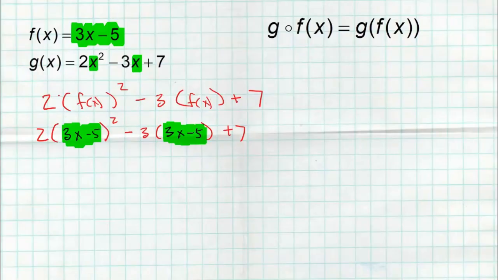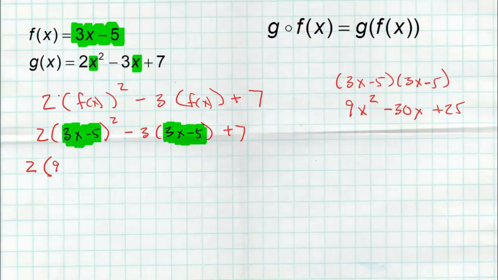First, we have to do order of operations. We have to do 3x minus 5 squared. So I'm actually going to come to the side here and do a little bit of dirty work. 3x minus 5 times 3x minus 5. Some kids can do this in their head. I need to do a little dirty work here so I can see it. 9x squared. Negative 30x, get a negative 15x, another negative 15x, makes a negative 30x in the middle, and then a plus 25. Okay, so I have 2 times 9x squared minus 30x plus 25, because I squared that first, minus 3 times the 3x minus 5 plus 7.